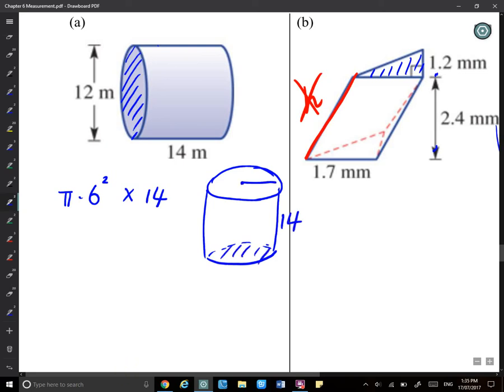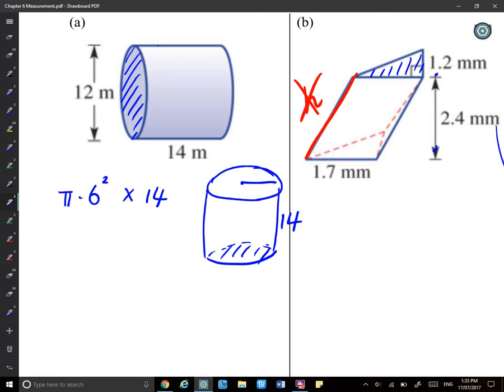So base times height. If the question doesn't ask you to find 2 decimal places or 1 decimal place or a whole number, do not find the approximation value. Do not express pi as 3.14. Only if the question asks you to put it in decimals, then yes, you put that in decimals.